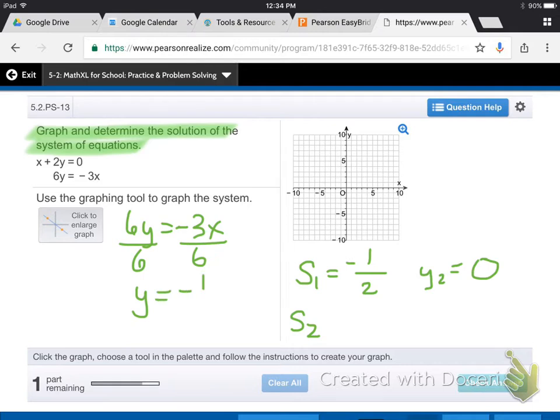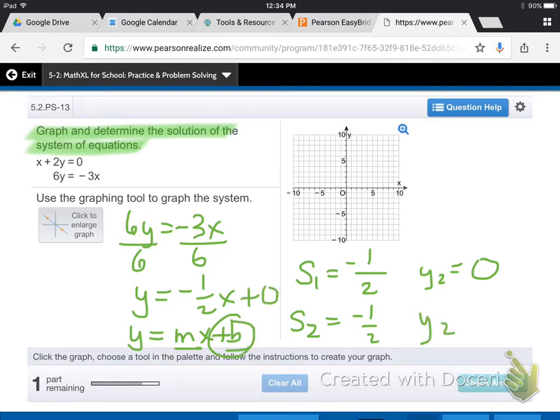So y equals negative 1/2 x. So we can see this equation is in y equals mx plus b form, where m is the slope and b is the y-intercept. So negative 1/2 is the slope, and you can see it's the exact same as equation 1, and so that either means they're going to be parallel and no solution, or they're going to be the exact same line. And you can see that since there's nothing at the end, there's no plus b in equation 2, it's plus 0. So again, the y-intercept for equation 2 is 0.